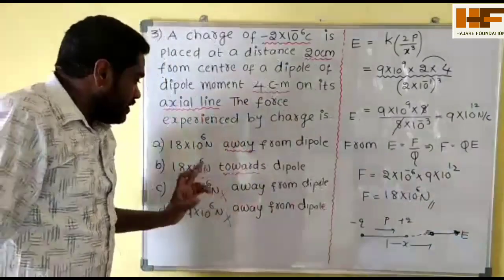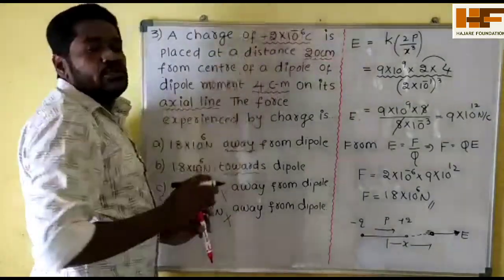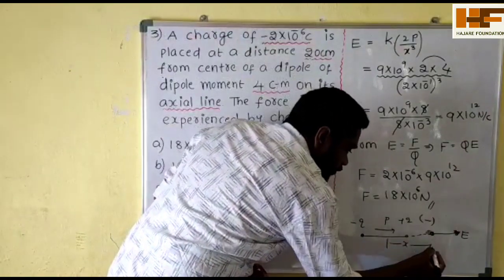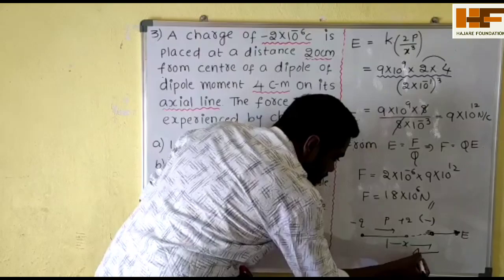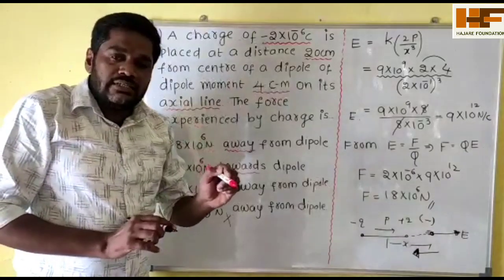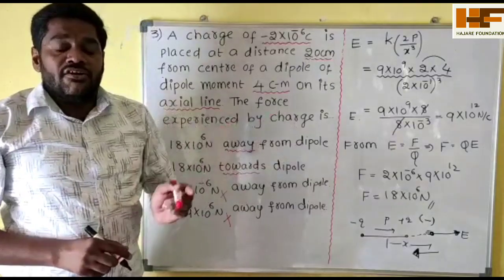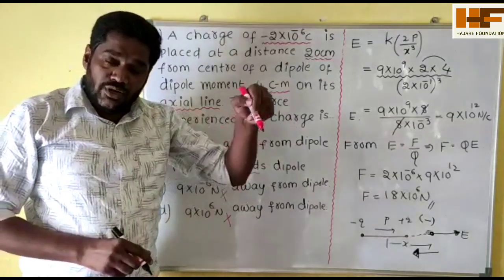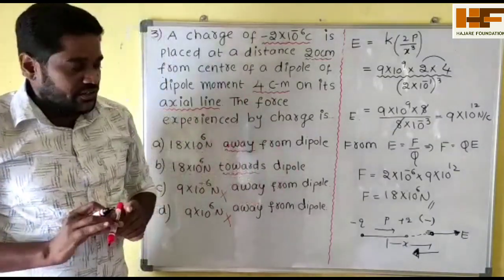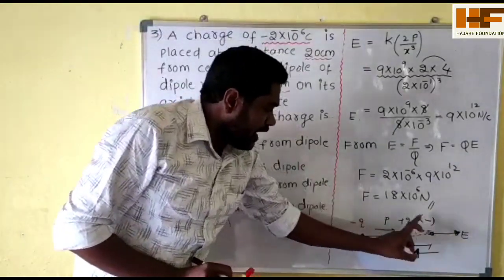So you feel that the force is also away from the dipole, but you think about it, what is that? That is minus 2 into 10 power minus 6 coulomb. Therefore, whenever you place one minus charge here, the force is always experienced in the opposite direction of the electric field. When a negative charge is placed in the uniform electric field, it experiences a force in the opposite direction. When a positive charge is placed in the uniform electric field, it experiences the force in the same direction of electric field.